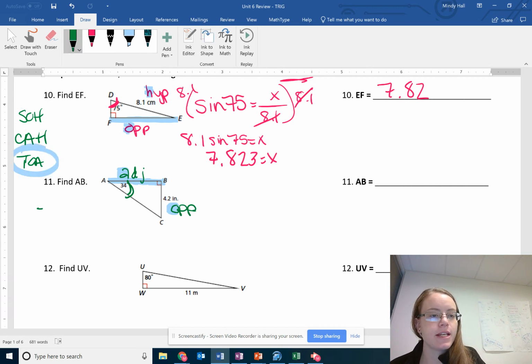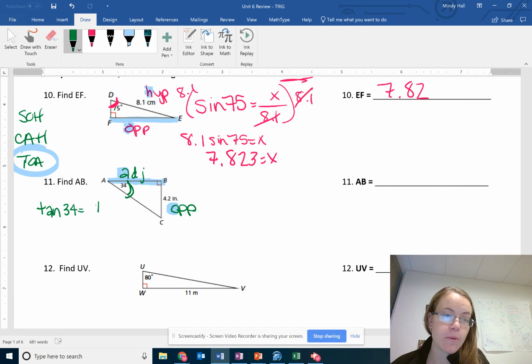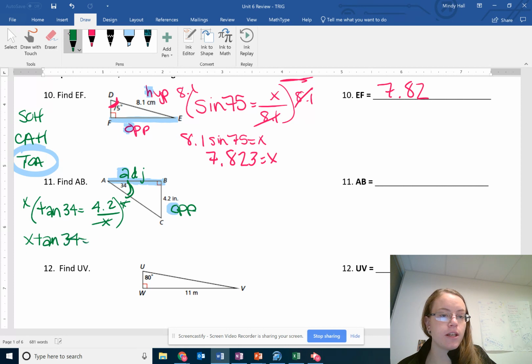So we're going to have tangent of 34 equals opposite, which is 4.2, over adjacent, which I'll just put as x. Now this is slightly different than the one before because the x is in the denominator. So you have to actually multiply both sides by x. And when you do that, they cancel out on the right. So we have x times tangent 34 equals 4.2. And then, because we have this tangent with the x, we have to divide by tangent 34. And 4.2 divided by tangent of 34.